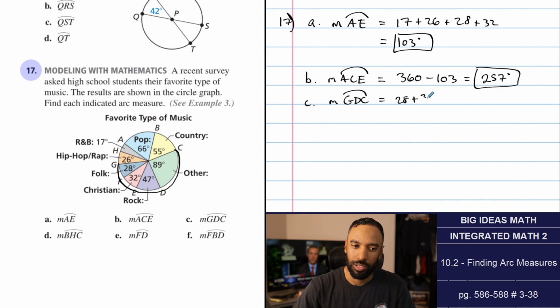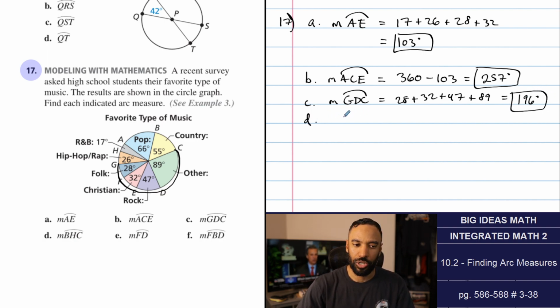28. And if I have a faster way to do it, I'll tell you about it. I can't think of what might have been faster here. I don't know. 28 plus 32 is 60, plus 47 is 107, plus 89 is 196. 196 degrees.